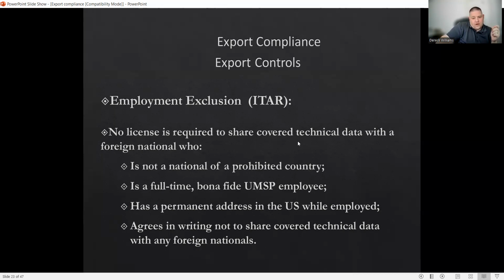No license is required to share covered technical data with a foreign national who is not a national of a prohibited country, who is a full-time bona fide UMSP employee, who has a permanent address in the US while employed, and who agrees in writing not to share covered technical data with any foreign national. So you don't need a license if all four of those things apply.